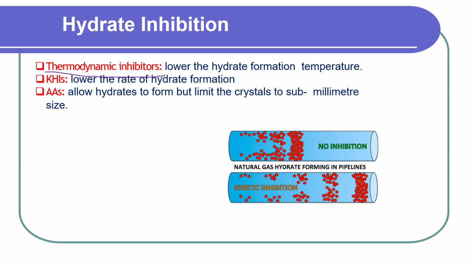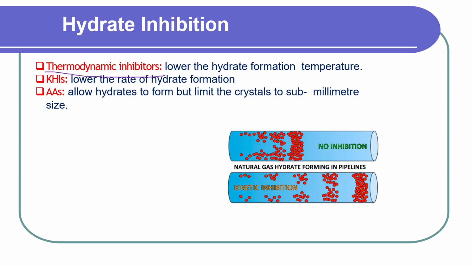So this is the kinetic. The kinetic will reduce the rate of the hydrate formation. And the last one is the anti-agglomerates. The anti-agglomerates will allow the hydrate to form, but it will not allow the hydrate to agglomerate, which means that the crystal will form, but it will stay as a small crystal. It will not get any chance to agglomerate and cause the blocking of the pipe.